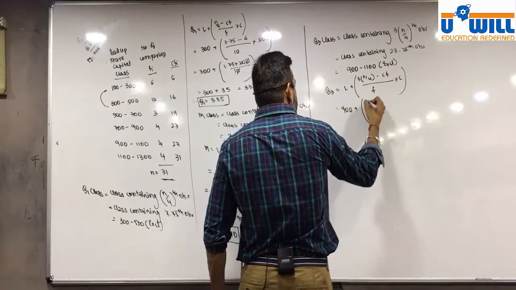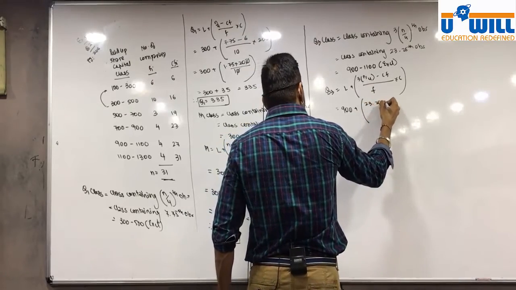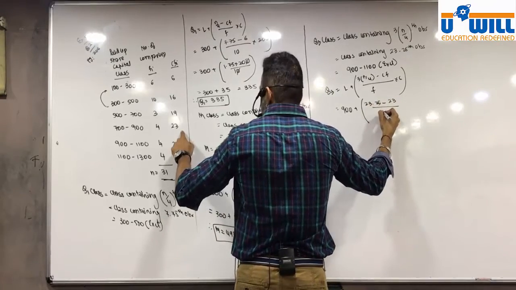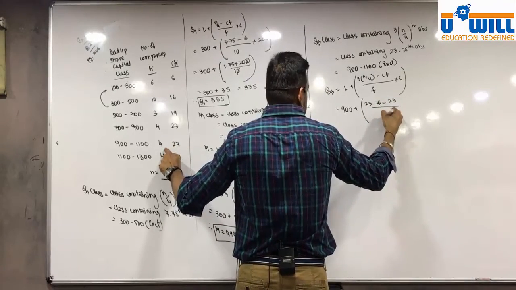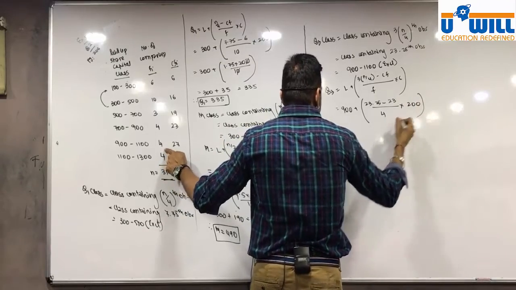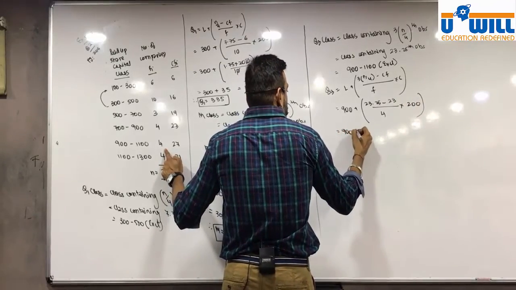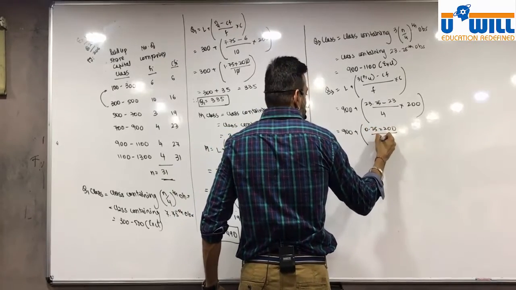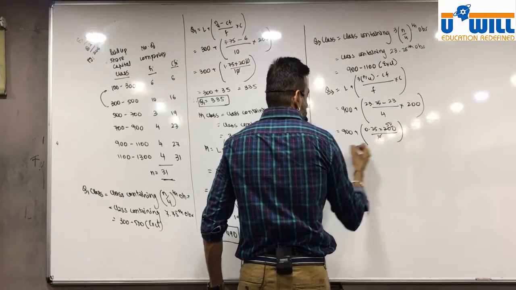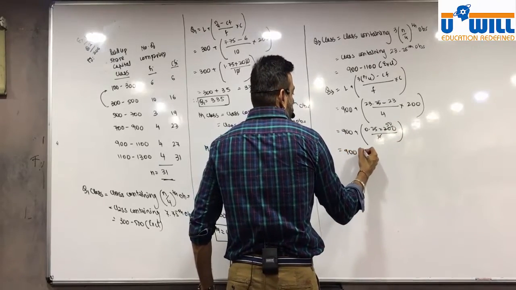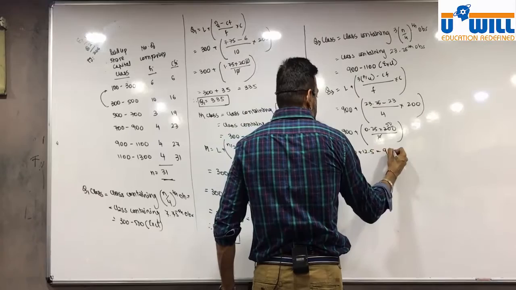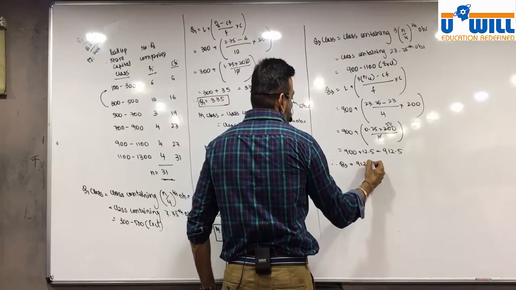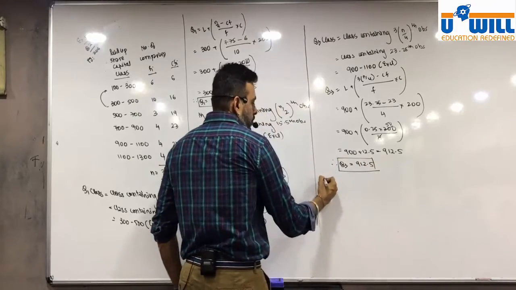900 plus 23.25 minus 23 upon frequency, class length 200. 0.25 into 200 by 4. How much? 12.5. So 912.5. Therefore, Q3 is equal to 912.5.